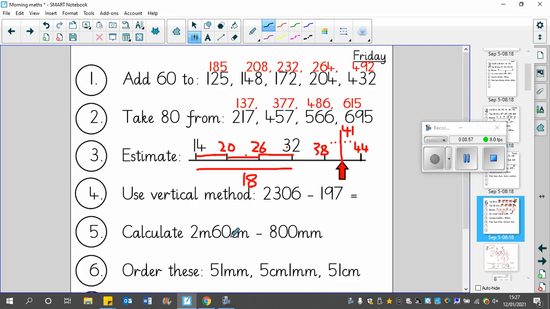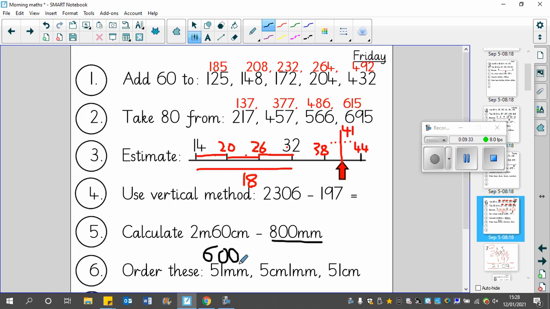Now, which question are we on now? Oh, question number 5 already. Right, 2 meters, 60 centimeters take away 800 millimeters. Now, just for a laugh, I'm going to put everything into millimeters. So 800 there, that stays the same. 60 centimeters is how many millimeters? 1 centimeter is 10 millimeters. 10 centimeters is 100 millimeters. 20 centimeters, 200 millimeters. So 60 centimeters is 600 millimeters.